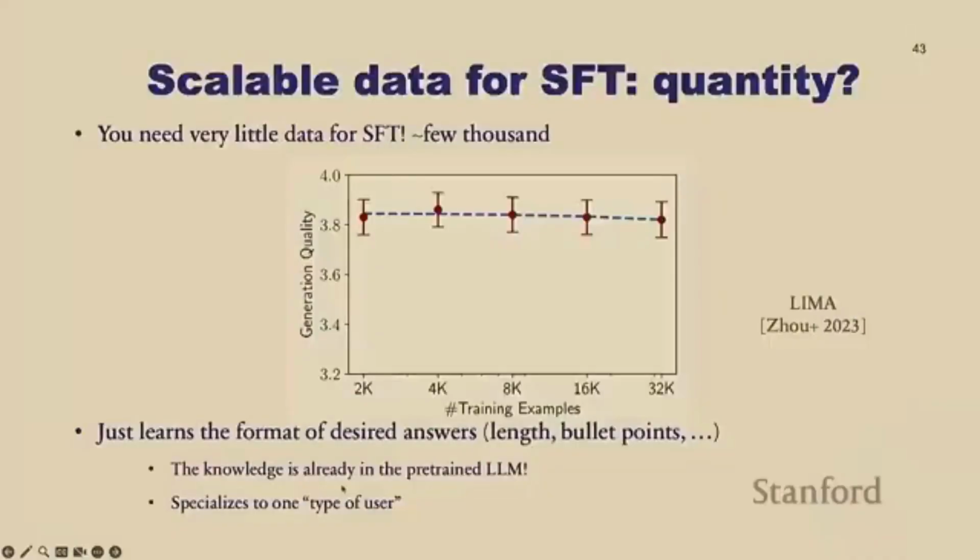Another way of saying it is that your pre-trained models essentially model the distribution of every user on the internet. One that might write bullet points, another one that might answer a question with an answer. So all you tell your model is, you should actually be optimizing more for this type of user than another one. You're not teaching anything through this SFT, supervised fine-tuning. All you do is tell the model to optimize for one type of user that it already saw in the pre-trained data set. So the knowledge is already in the pre-trained LLM, and you basically just specialize to one type of user.